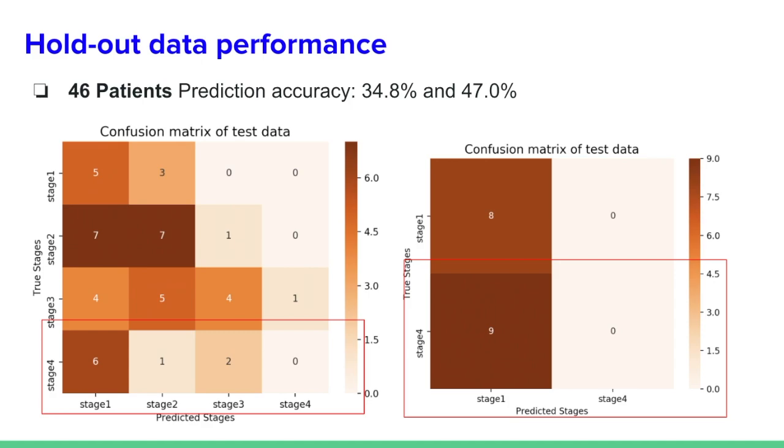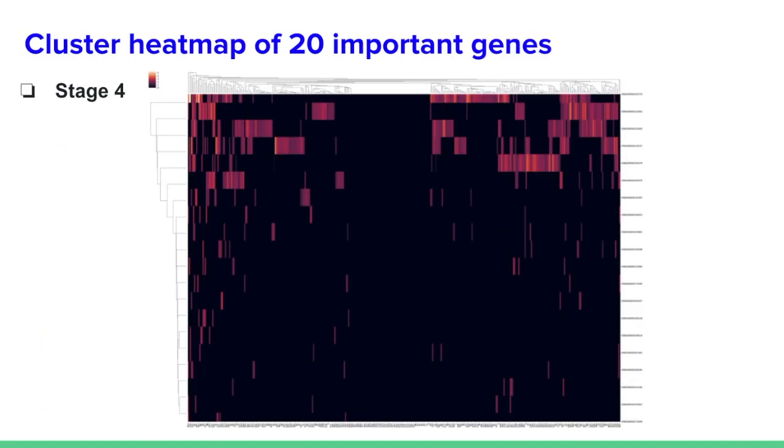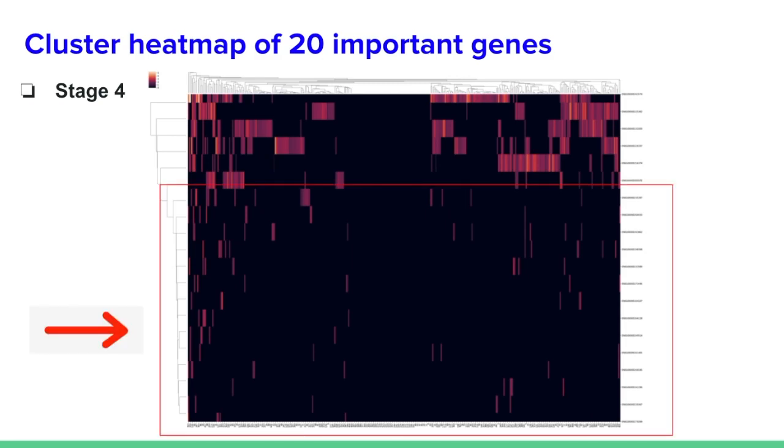One reason is that we have small samples for stage 4, but we analyzed further to understand why the model cannot predict stage 4 with high accuracy. We first looked at a cluster heatmap of the 20 most important genes in stage 4. Each row represents a gene, each column represents a patient. In the red box, gene expression is mostly black, so these genes have low expression and have low power to predict stage 4.